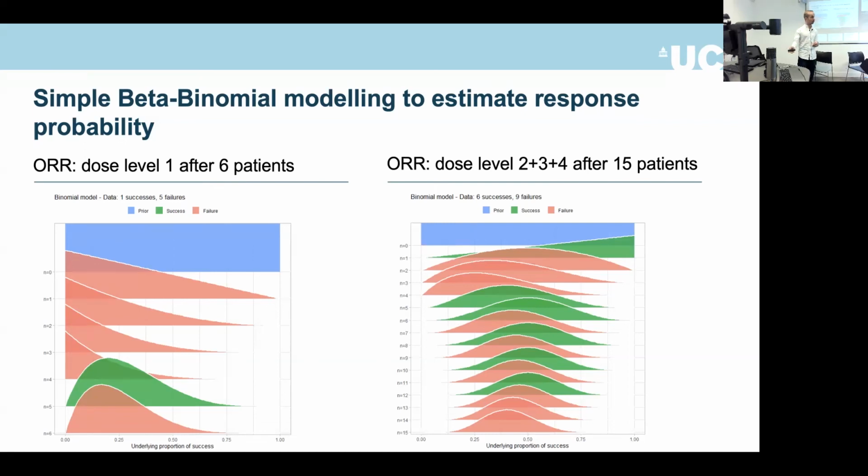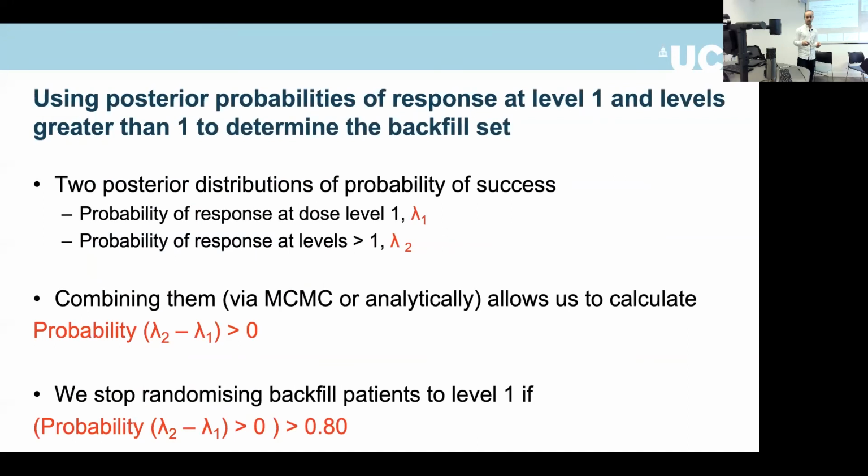So we also have the posterior distribution for the probability of response at levels greater than 1. And we just take the difference of these two posterior distributions as part of the MCMC sampling, for example, and we obtain the probability I was mentioning before, that this difference is greater than 0, being greater than 80%. As soon as it is greater than 80%, dose level 1 is discarded from the backfill set. And then we do this iteratively. We repeat that for dose level 2 versus 3 and greater than 3 onwards during the course of the study.